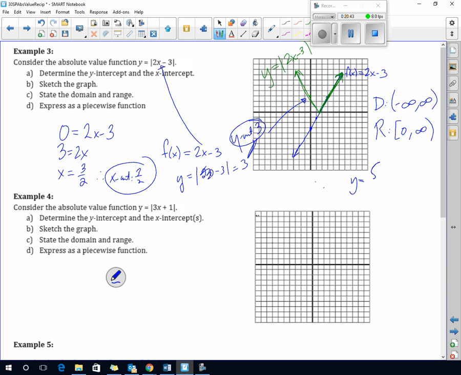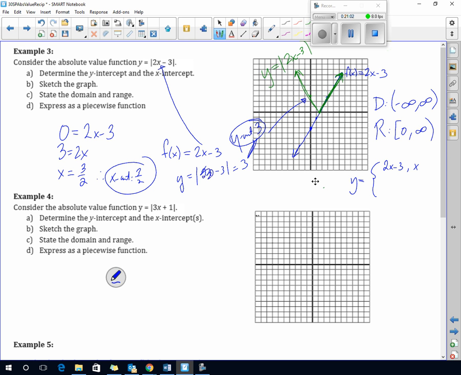2x minus 3 when x is what? Where does it start? Where does this line start in the green? Right there. What's that x value? 3 over 2. When it's greater than or equal to 3 over 2.